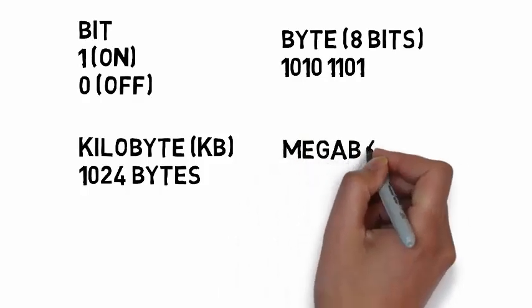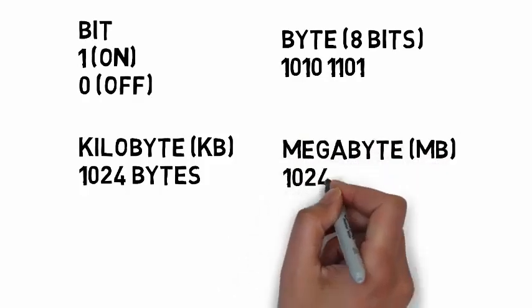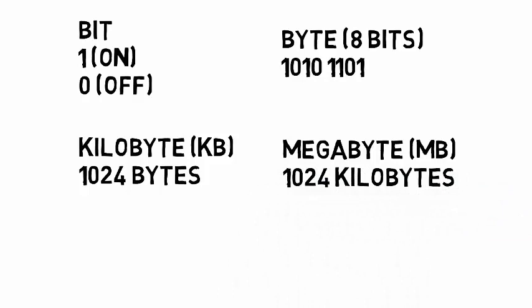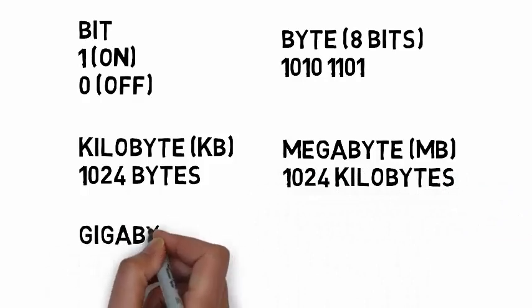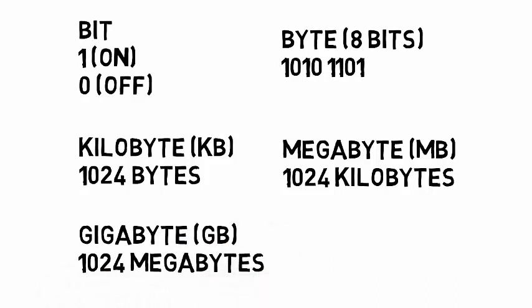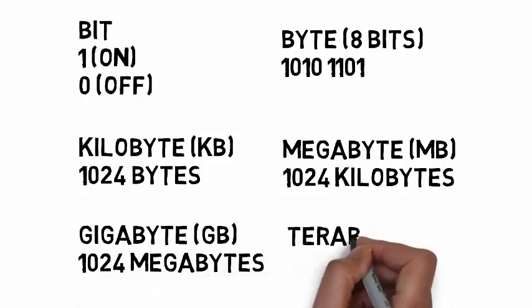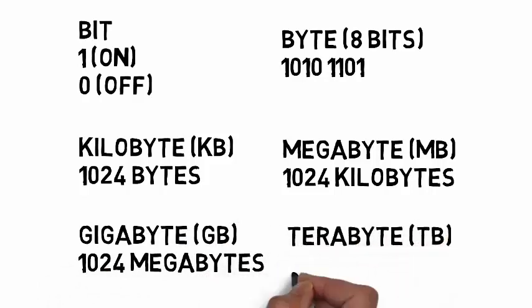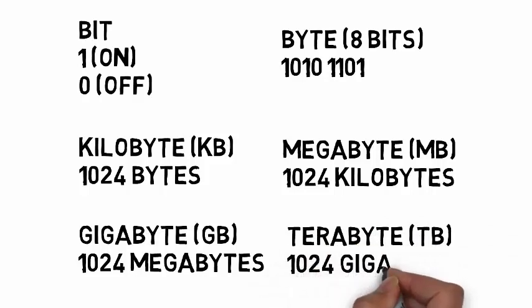A megabyte, MB, is 1024 kilobytes. A gigabyte, GB, is 1024 megabytes, and a terabyte, TB, is 1024 gigabytes. The larger the size, the more room there is to store information.